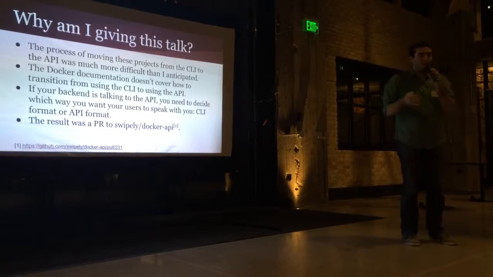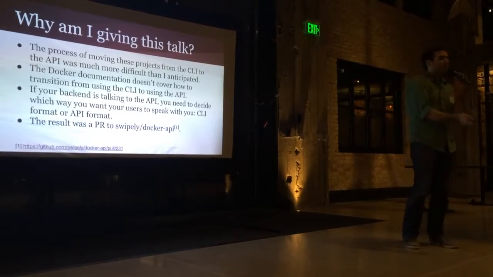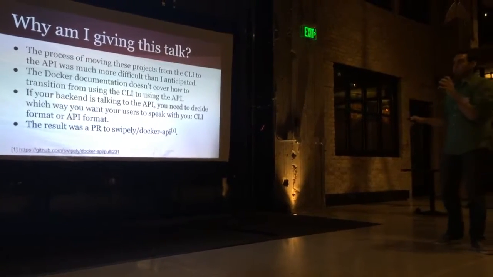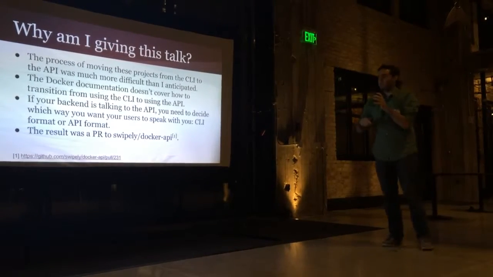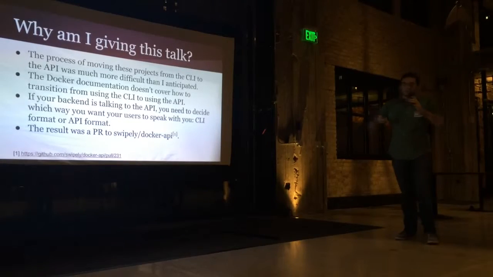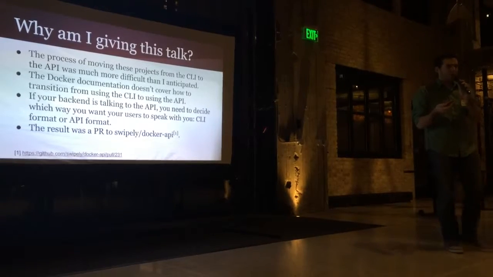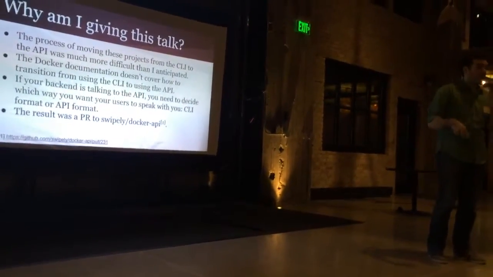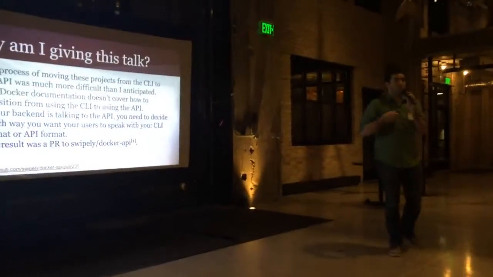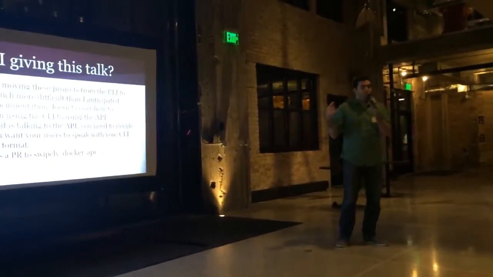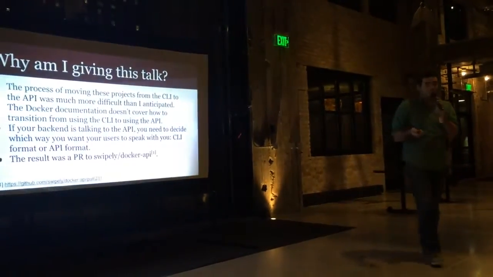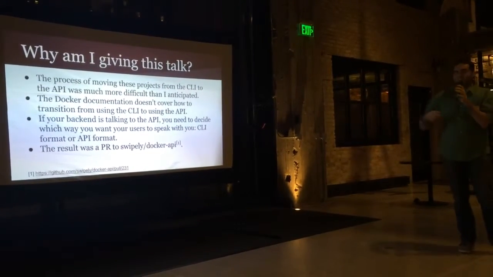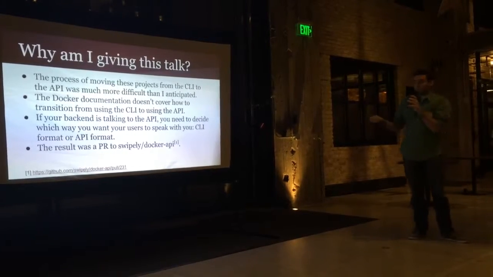If you're very familiar with using the CLI, moving straight into using the API was really, really different. It forced me to figure out, all right, I'm going to have a whole bunch of user input, and those users are probably going to be familiar with the CLI, but I need to write things to the API, so what am I going to do? And the result was this PR to the Docker API Ruby gem, which you can take a look at.